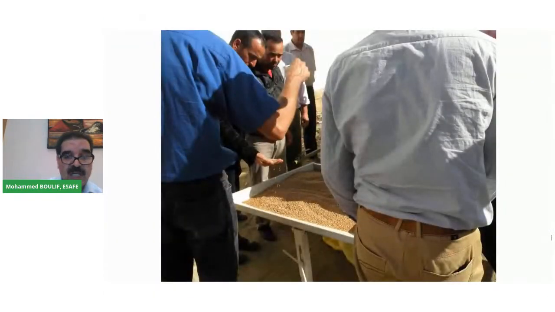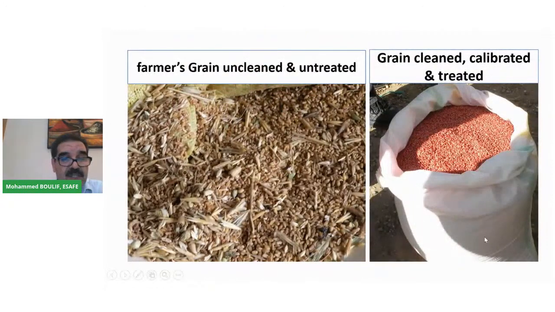See over here, they put the seed over here, and the machine gets you the result over here. The advantage of this machine is that it cleans the seed, even seeds as dirty as this one. It cleans it before it treats it. And it treats only the category that has been calibrated and cleaned, only the kernels with higher weights that go through a screen, through a sieve. And that way we have good quality seed that is treated for the next season.